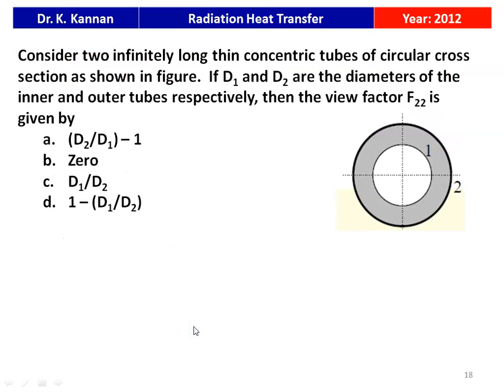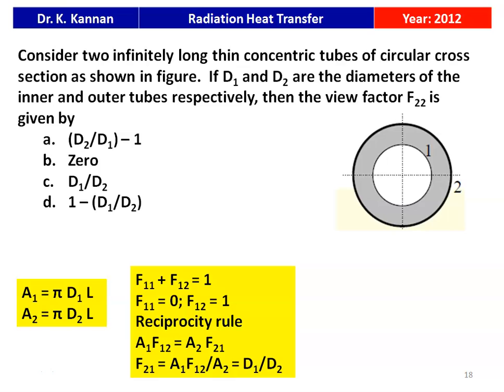The next question from 2012 question paper. Consider two infinitely long thin concentric tubes of circular cross section as shown in the figure. If D1 and D2 are the diameters of the inner and the outer tubes respectively, then the view factor F22 is given by: D2 by D1 minus 1, 0, D1 by D2, 1 minus D1 by D2. The same logic we have to use for calculating the shape factor for concentric cylinder and concentric sphere. A1 equal to pi D1 into L, A2 equal to pi D2 into L.